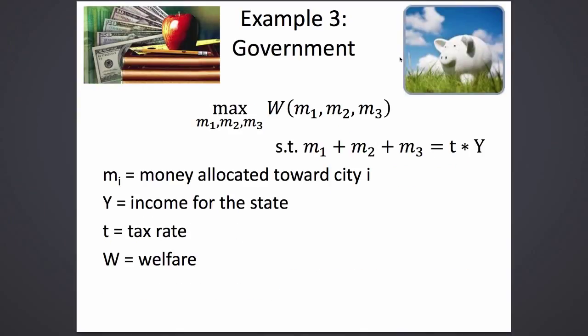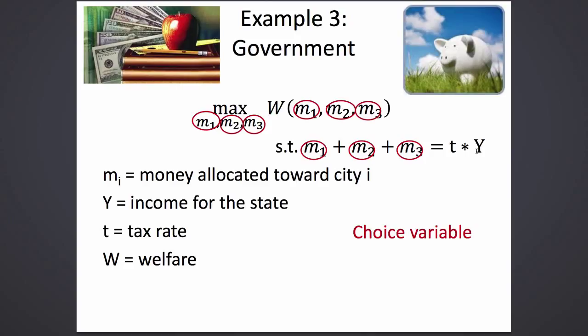Example number 3 is the government's going to be our decision maker, and the government is deciding how much money to allocate toward 3 cities. The government's objective is to maximize welfare, which is basically collective utility of people. And the welfare depends on how much money each city gets. And it's subject to a constraint. The amount of money that each city gets has to be equal to the amount of money that the government brings in revenue through the tax rate times the total income of the citizens of the state.